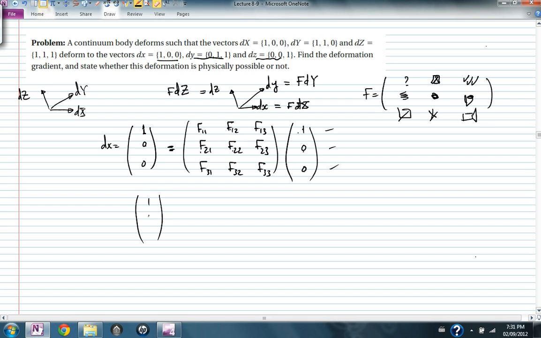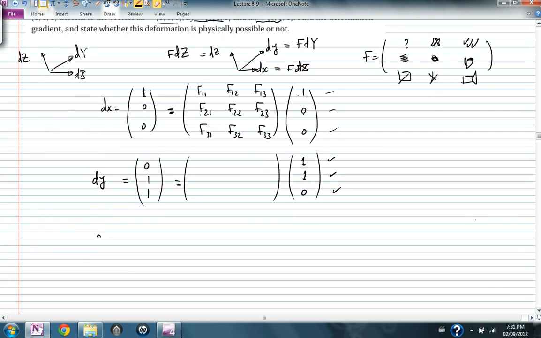1, 1, 0, which is equal to dy, 0, 1, 1, small dy, 0, 1, 1, again is equal to those 9 components multiplied by the original dy, which is equal to 1, 1, 0. Again, these are 3 equations, 1, 2, 3.